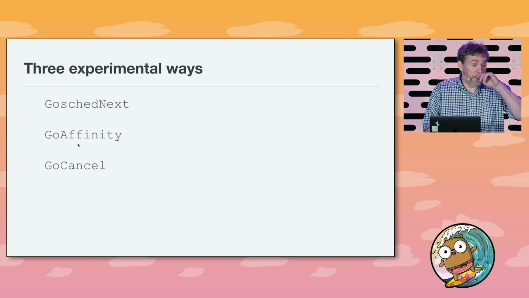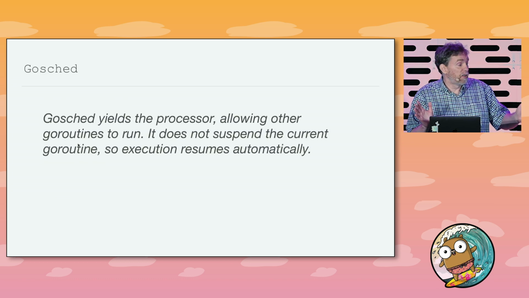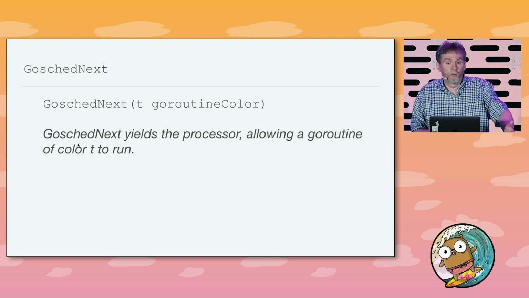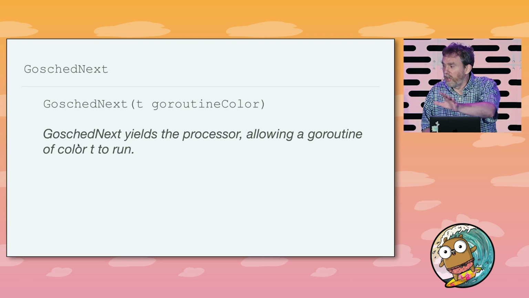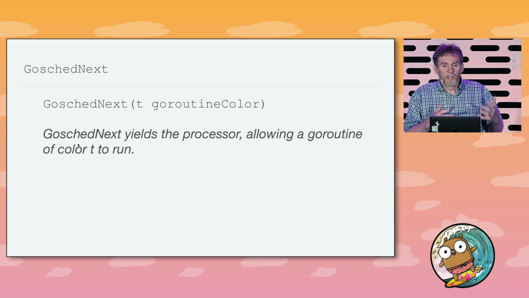So what do they do? Remember, what does Gosched do? Gosched yields the processor, allowing other goroutines to run. Okay. What's Gosched next going to do? Well, that's going to do something similar, except it's going to instruct the runtime. It's going to tell it, this is what you should run next. Don't decide for yourself. I'm telling you what you should run next.